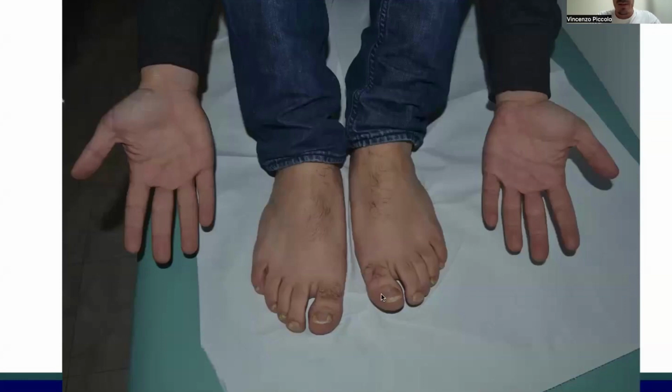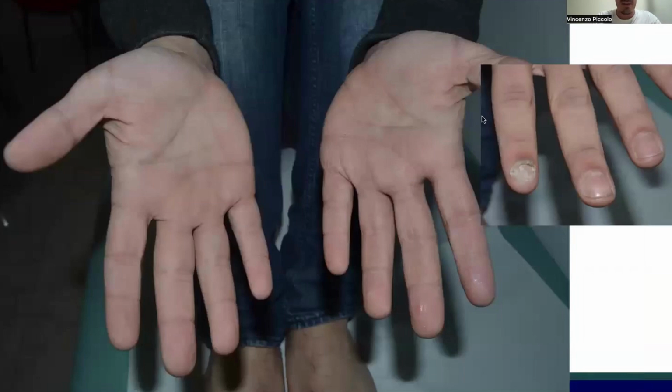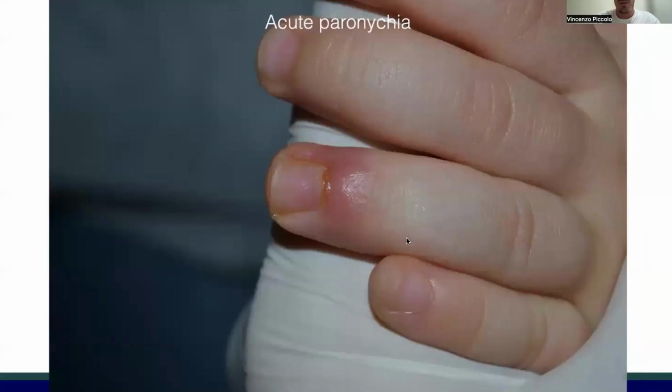Sometimes onychomycosis coexists together with other infections, like in this case, like tinea pedis and tinea manuum. Let's see together this case. As you can see here, this patient is affected by tinea manuum, tinea unguium of fingernails, together with onychomycosis of toenails. Let's go through acute paronychia.